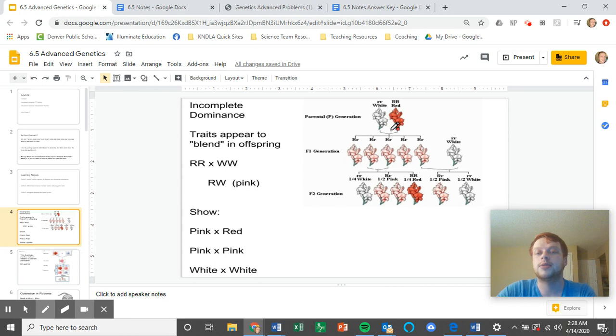So the classic example that you'll see through AP are snapdragons. And these are types of flowers. Here you can see that the red, or the 2 recessives, result in a white flower.